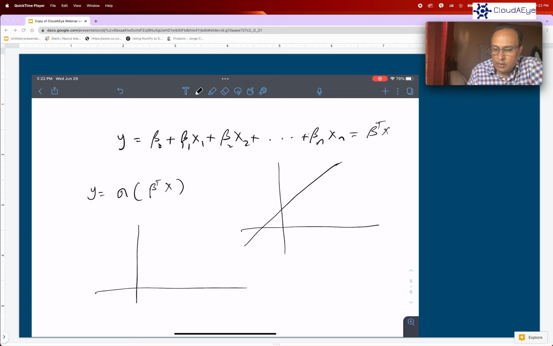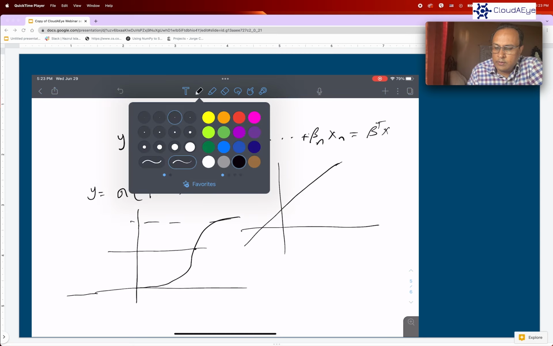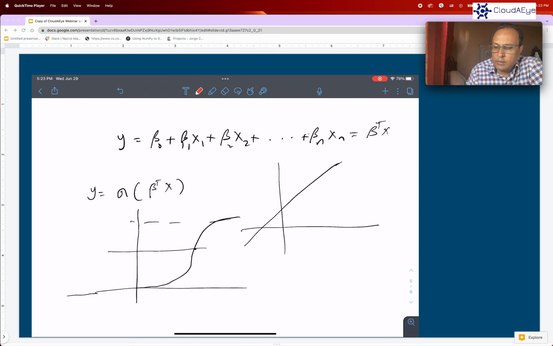And then we say that if we put a threshold here, like this, and 0.5 is the threshold, if the value is in this domain, then we predict class 1. If the value is in this domain, then we say it's class 0.